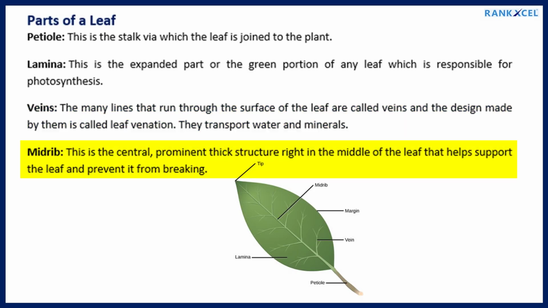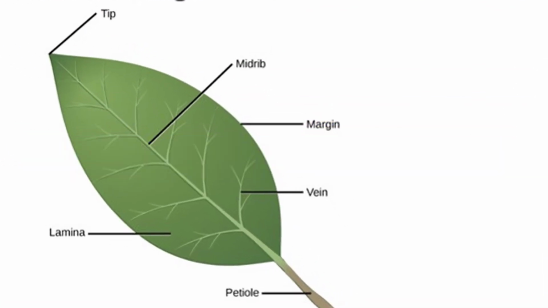Midrib: this is the central, prominent thick structure right in the middle of the leaf that helps support the leaf and prevent it from breaking. A label diagram of the leaf.